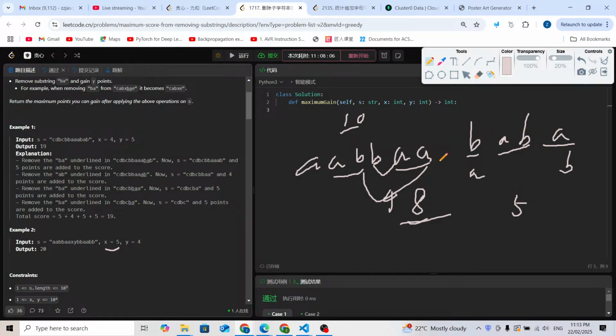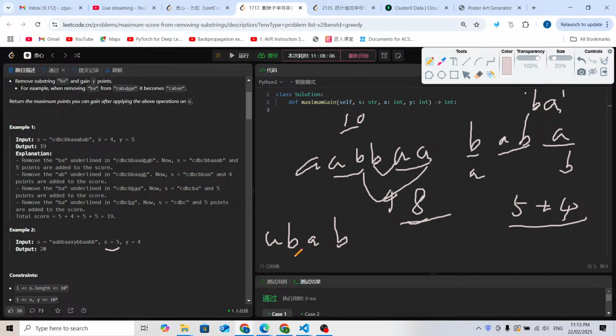So this means we need to do another operation for the stack. This is the first operation, and after that we have a string of BA. Then we do the second operation and remove BA. So this means 5 plus 4, and we get a score of 9 for this example. Another example is that we have BA, and something like AB here.